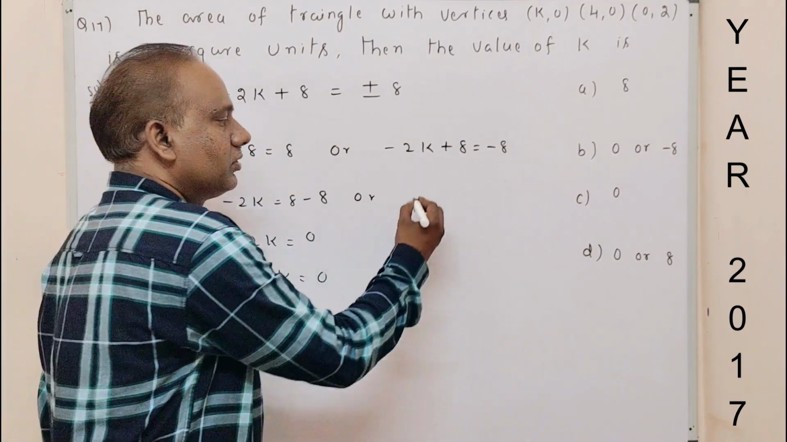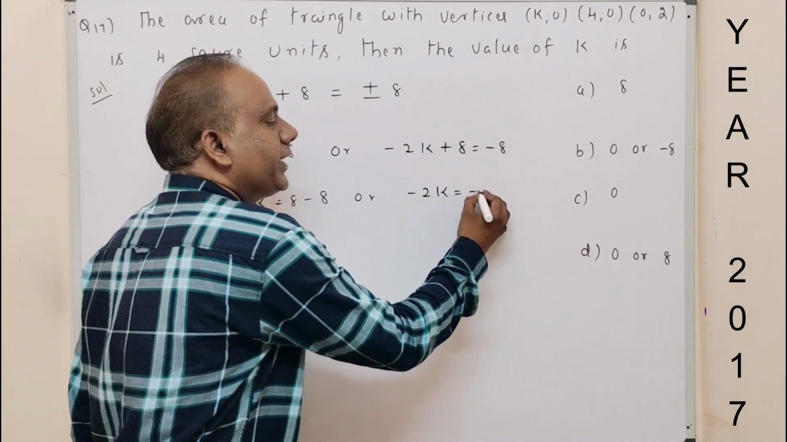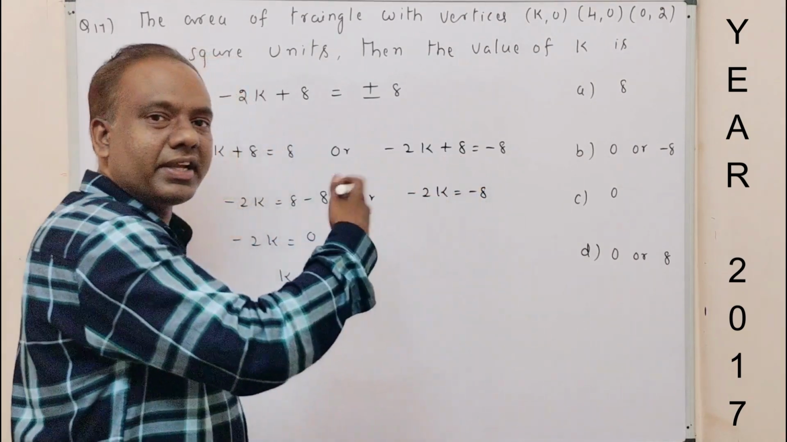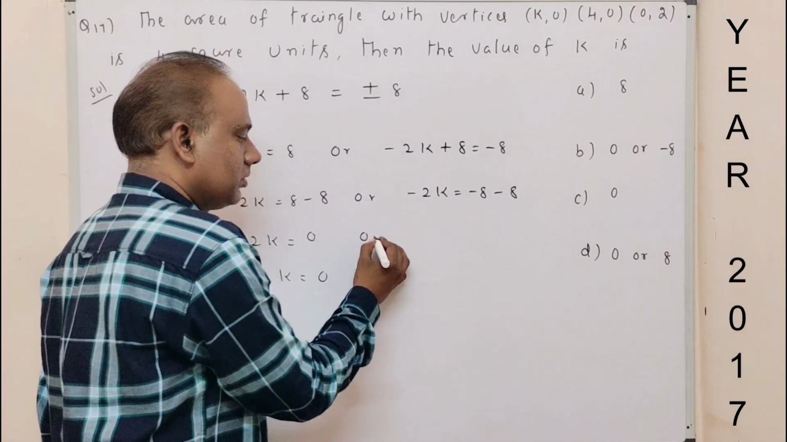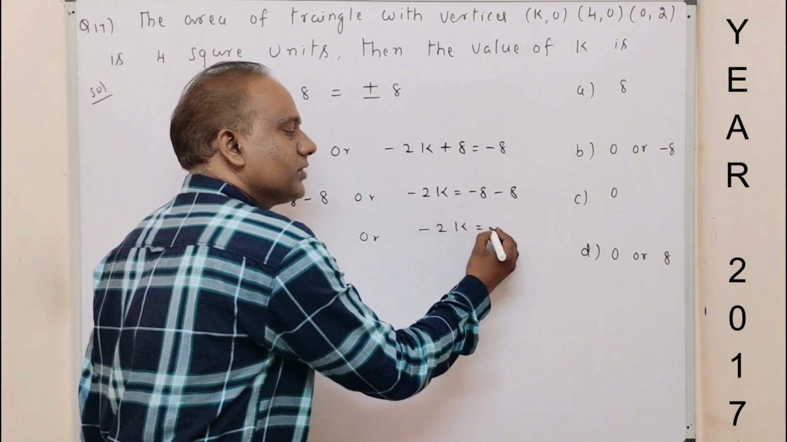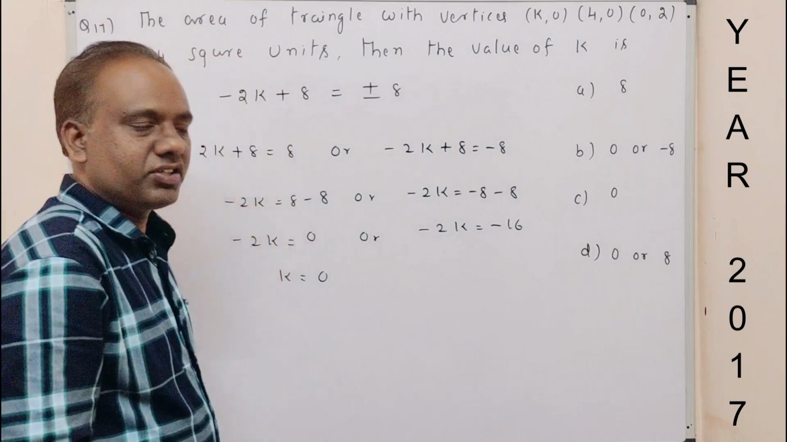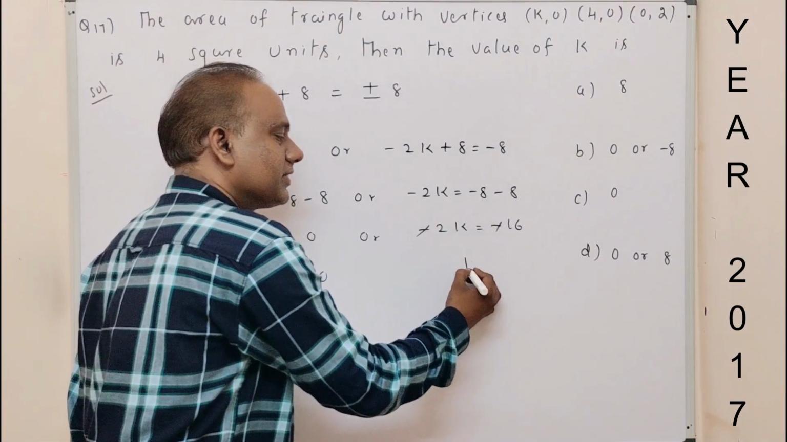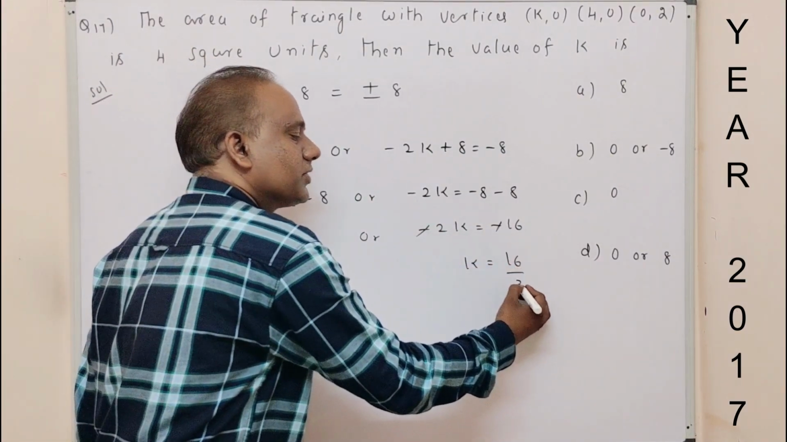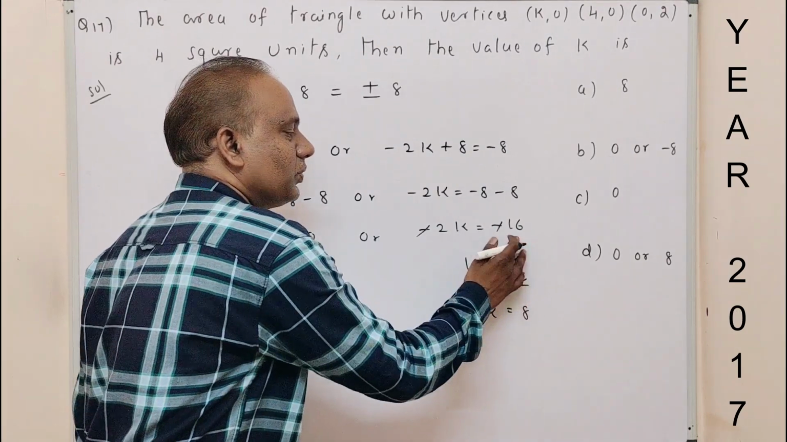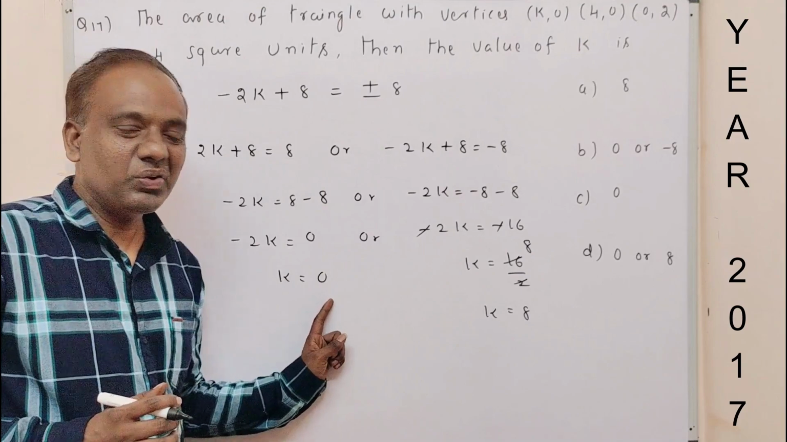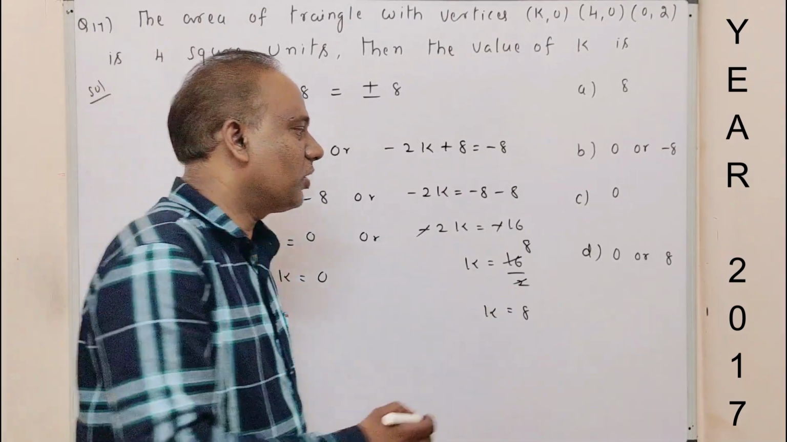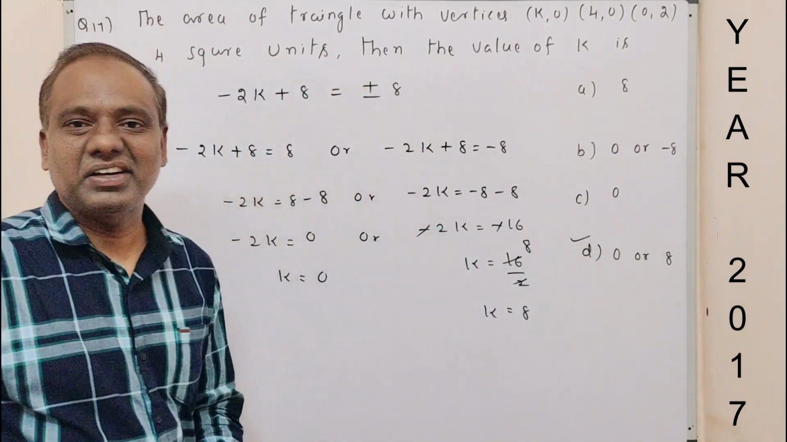So here minus 2k is equal to minus 8. It is plus 8 now, please take right side, it becomes minus 8. So minus 2k is equal to minus 16. So minus minus cancel. K is equal to 16 by 2, so 2 8s are 16. So the k value is 0 and 8. So option D is the correct answer.